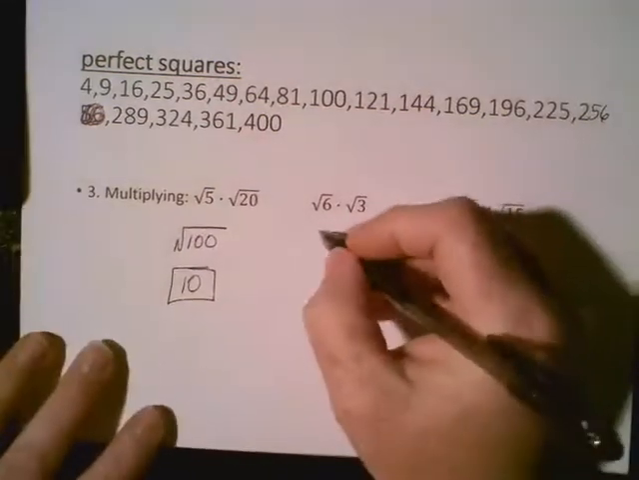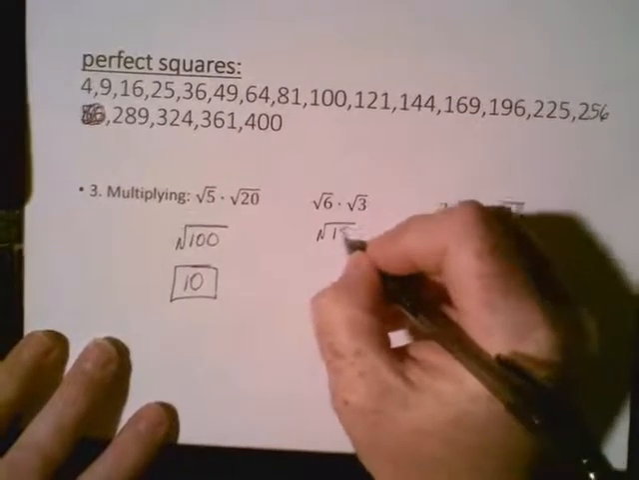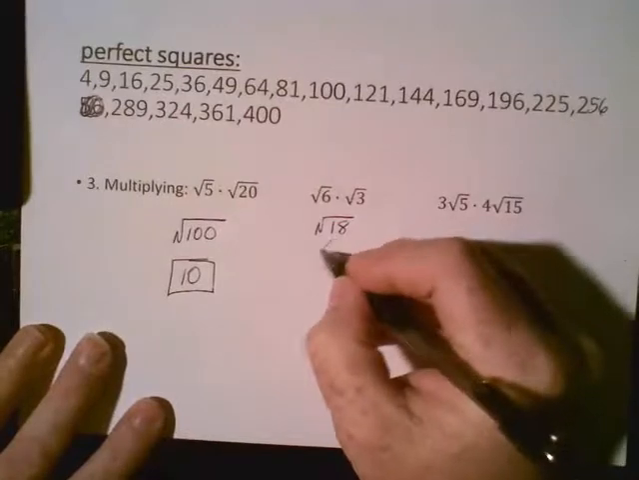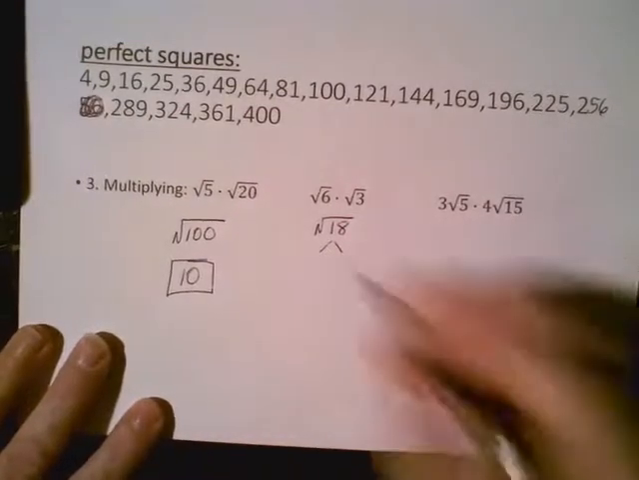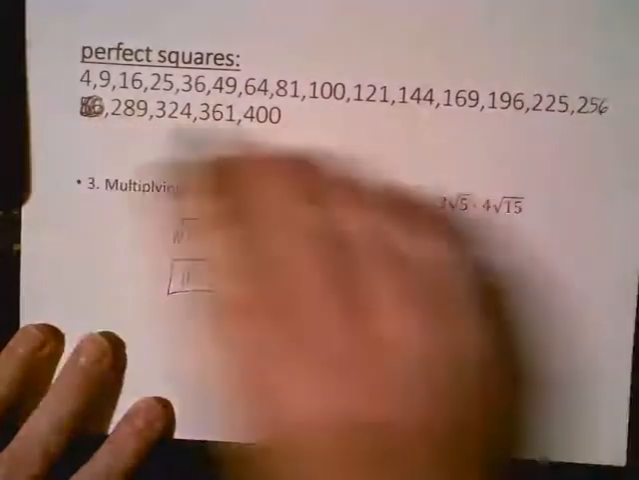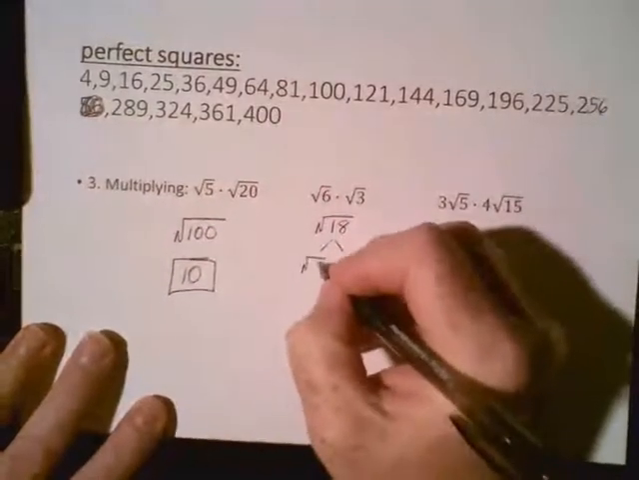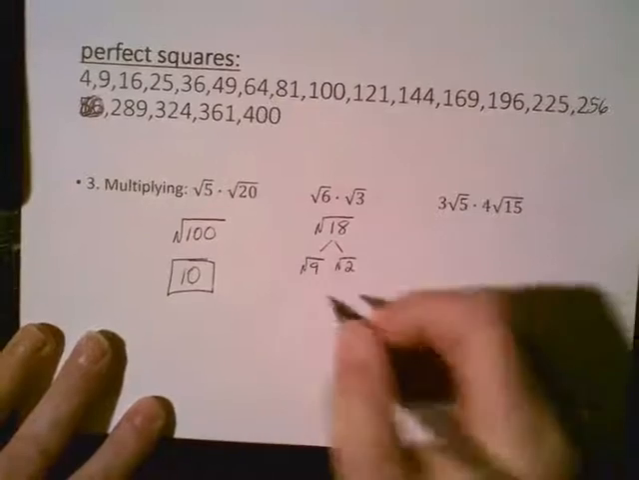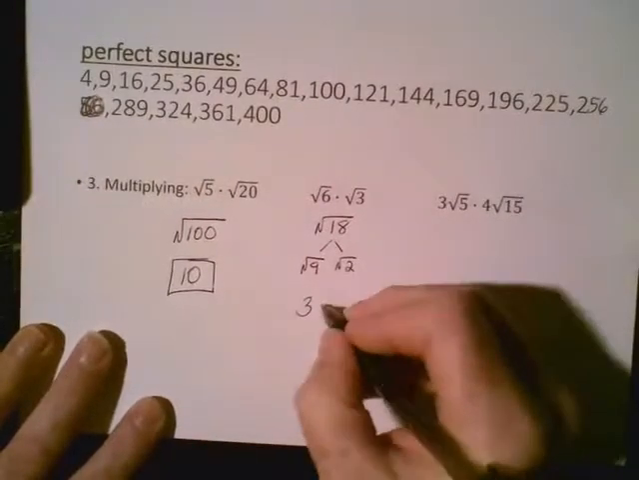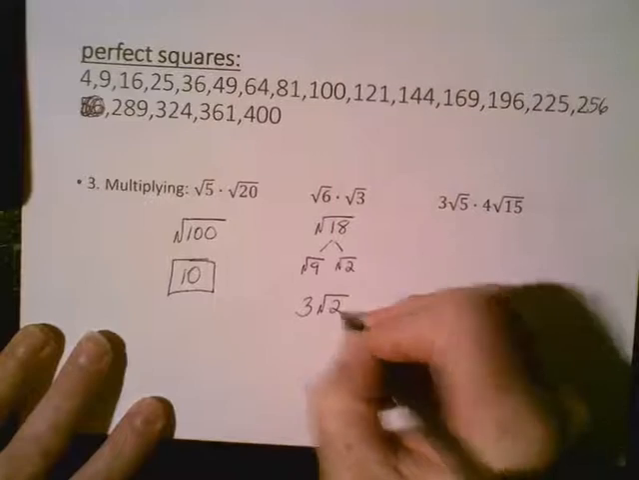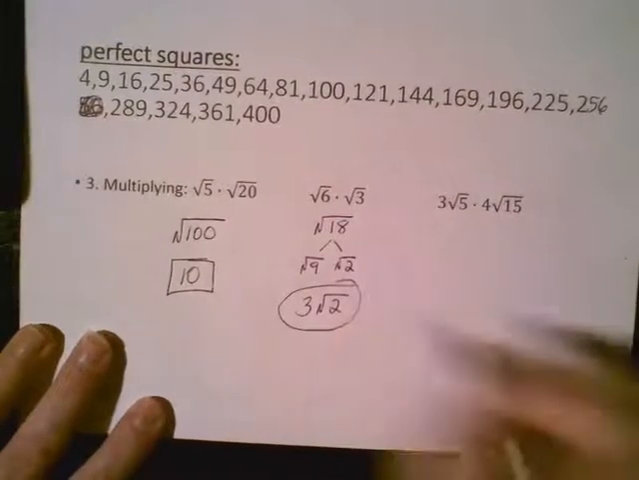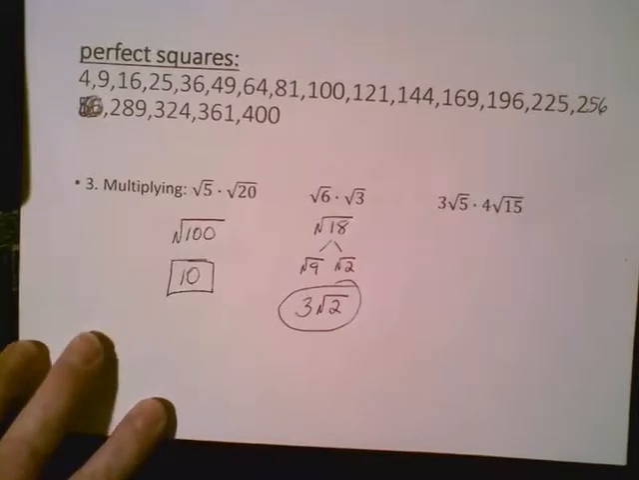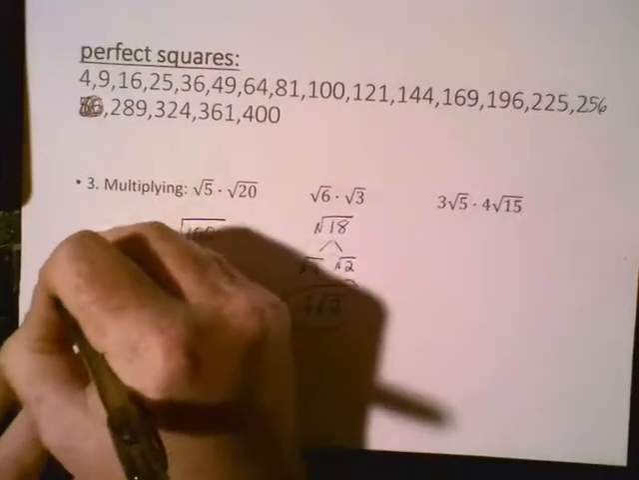Next one, we multiply these and we get square root of 18. We just got done doing this on one of the other ones. And again, it's like you're doing your factoring trees. We break this down into one of these perfect square numbers, which this time is 9 times the square root of 2. Well, the square root of 9 is 3. And the 2 stays under the radical, under the square root symbol. So you get 3 times the square root of 2. That's your simplified form.